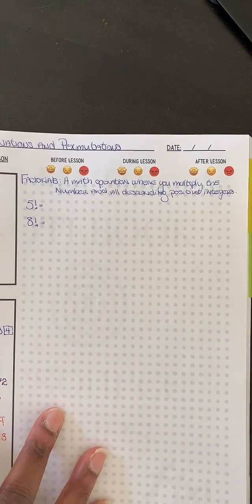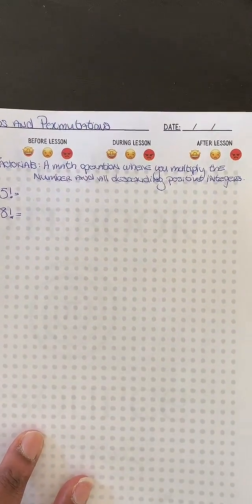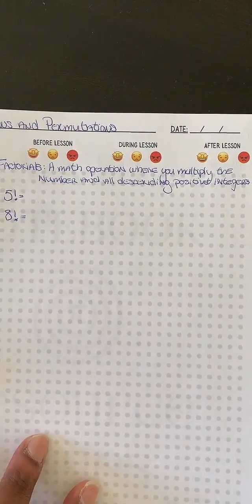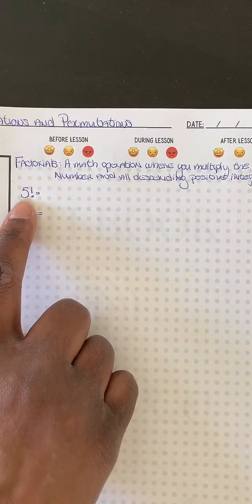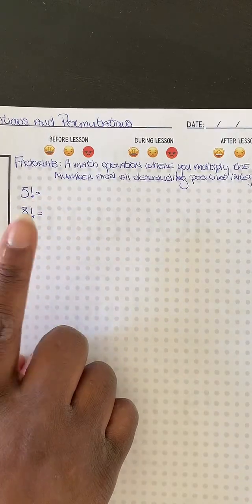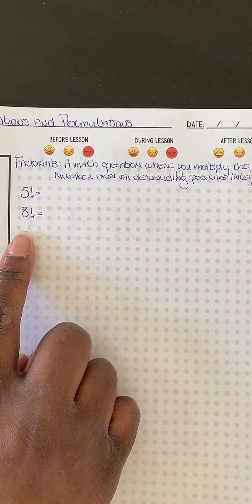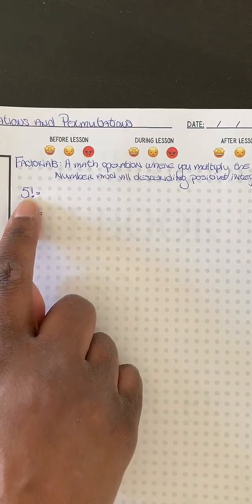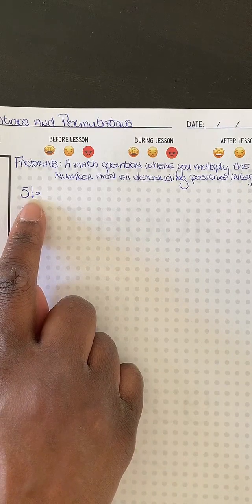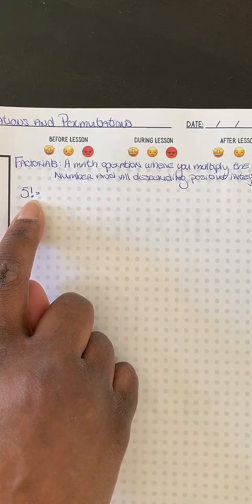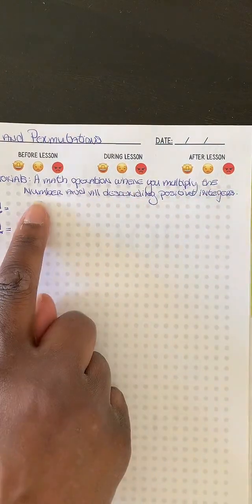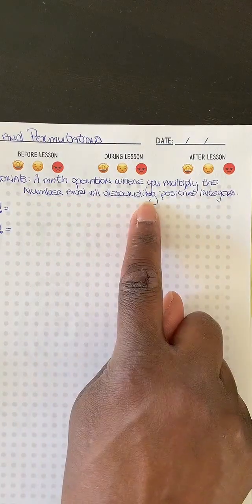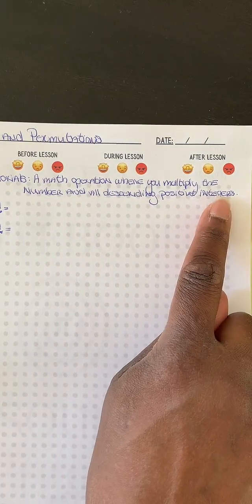So let me see if I can at least zoom in just a hair more. All right, so factorials. If you notice on tests or exams, if you see a number with an exclamation sign, there we go. You're probably like, what the heck is that for? That is called a factorial. It's a math operation where you multiply the number and all its descending positive integers.